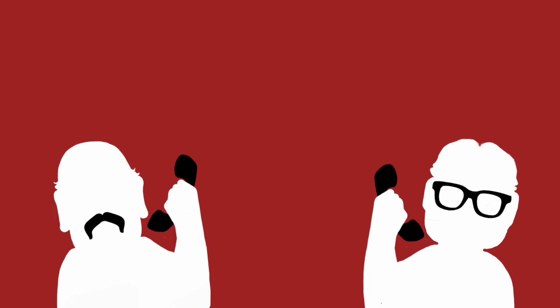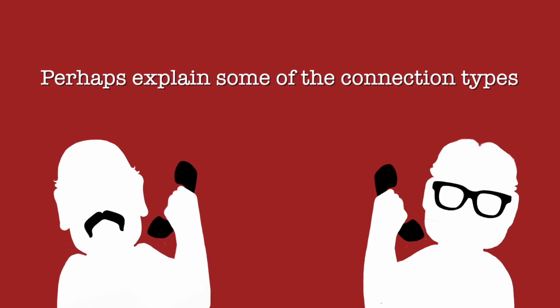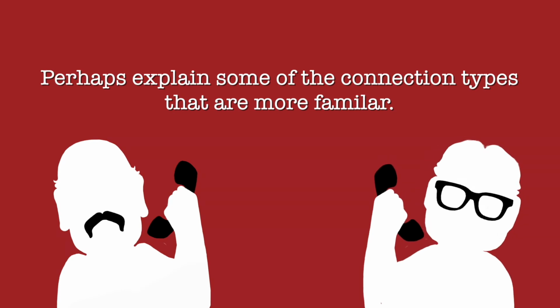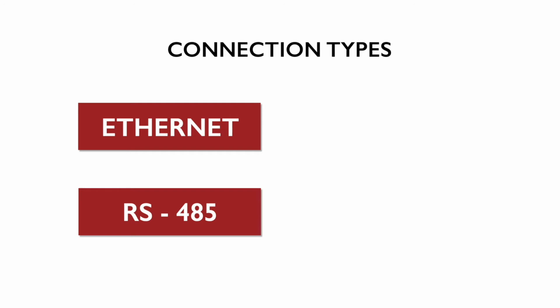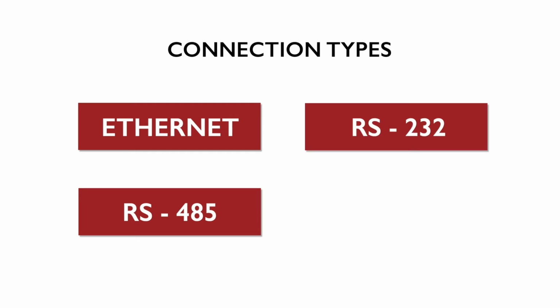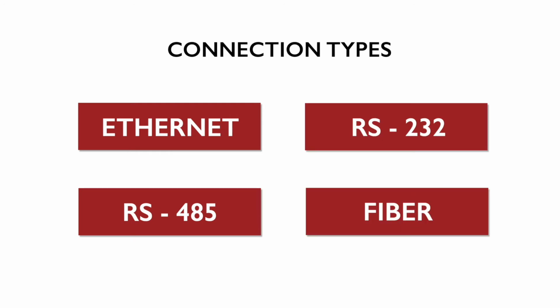So here's the thing. Once we figured out the protocol we're going to use, there are different ways of connecting them. Perhaps you can explain some of the ones that are more familiar. Well, we offer a couple different connection methods. We have Ethernet, RS-485, RS-232, and we also do fiber.